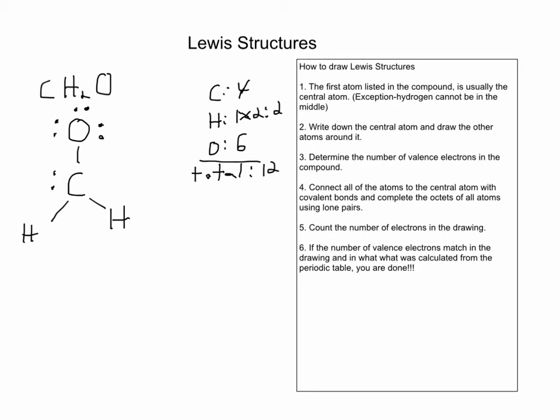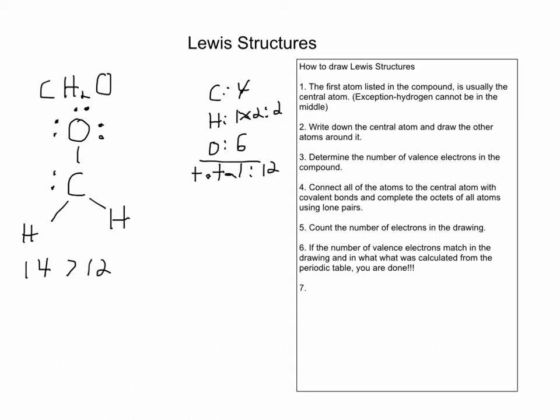So next I have to count the number of electrons in the drawing. So I have 2, 4, 6 from the bonds, 7, 8, 9, 10, 11, 12, 13, 14 when I include the lone pairs. So I have 14 electrons in my picture, but we'll notice that 14 is greater than the 12 valence electrons that I'm supposed to have in my image. So what do I do now? Well, we need another step.